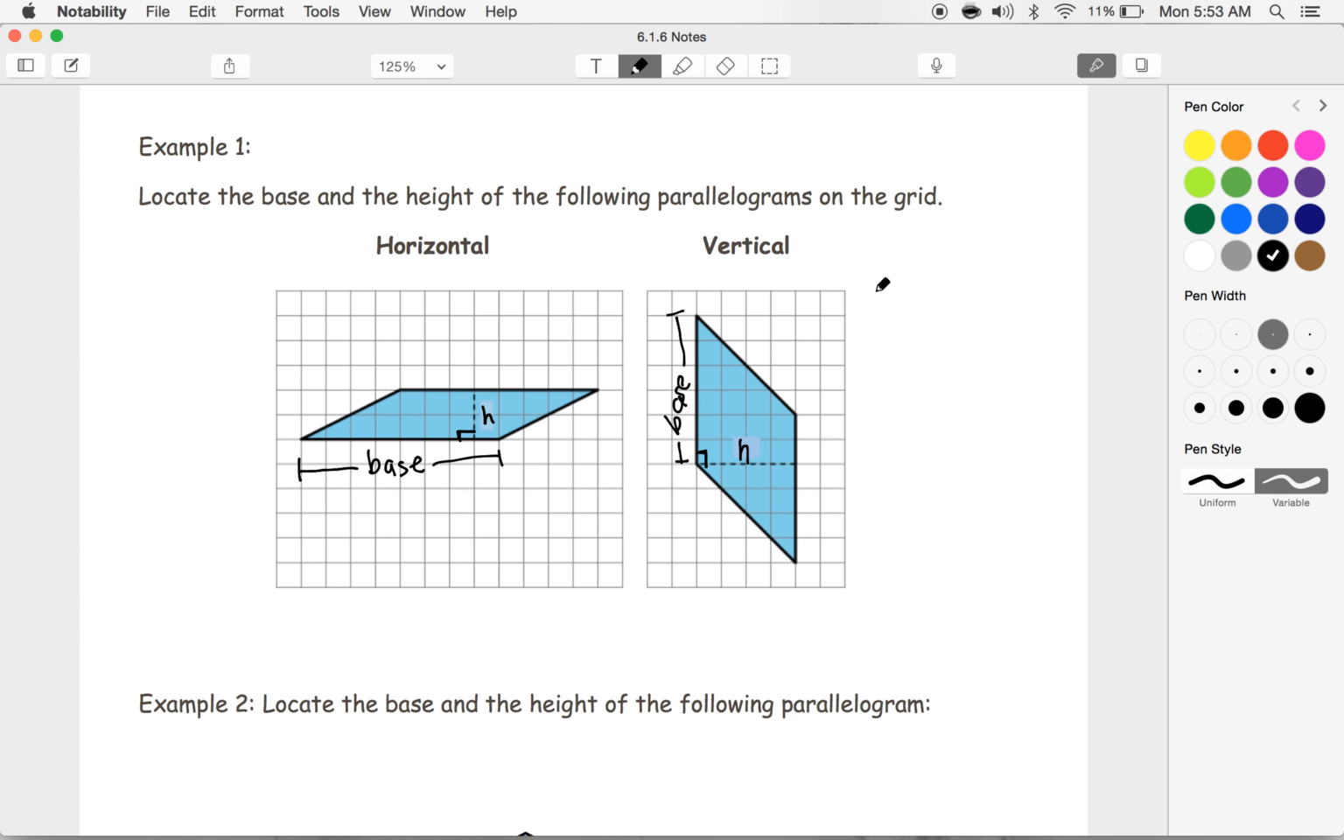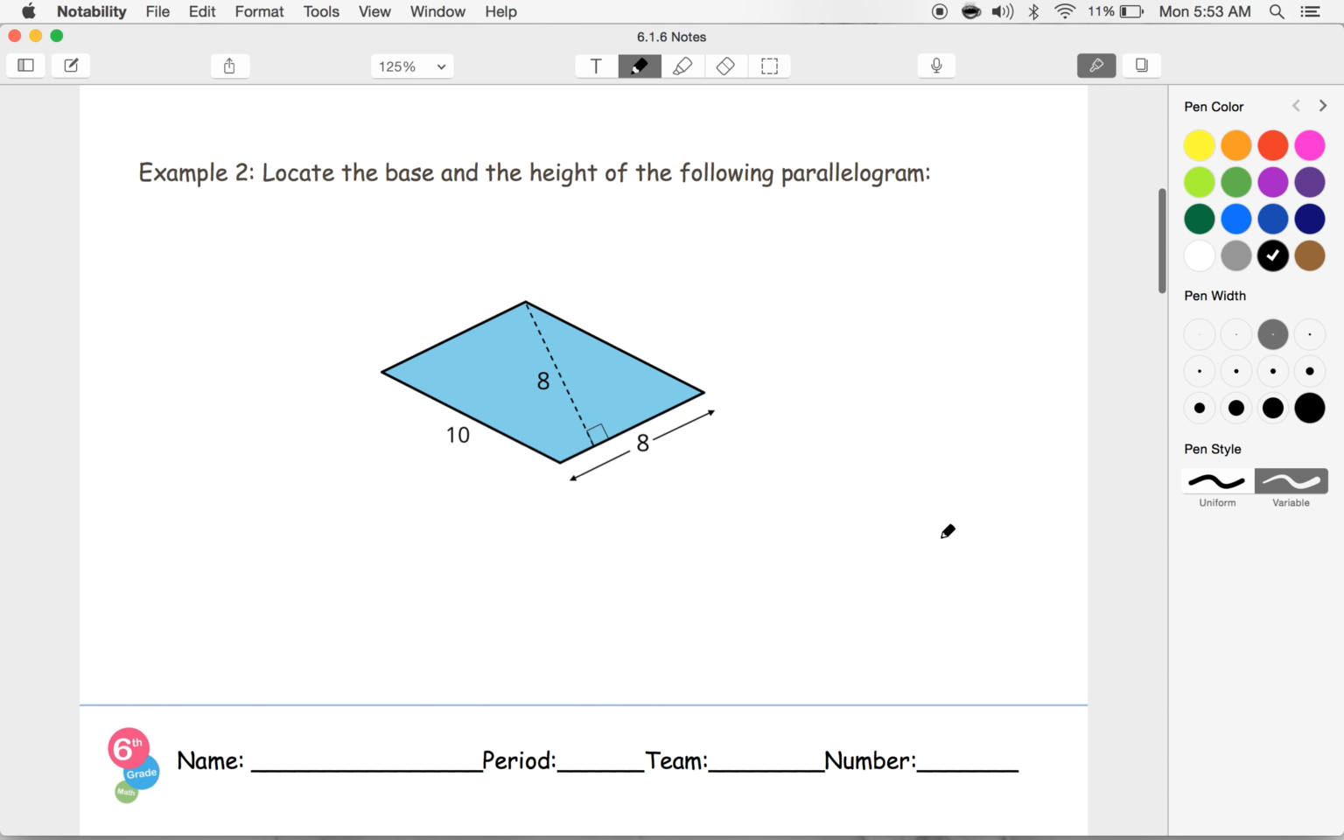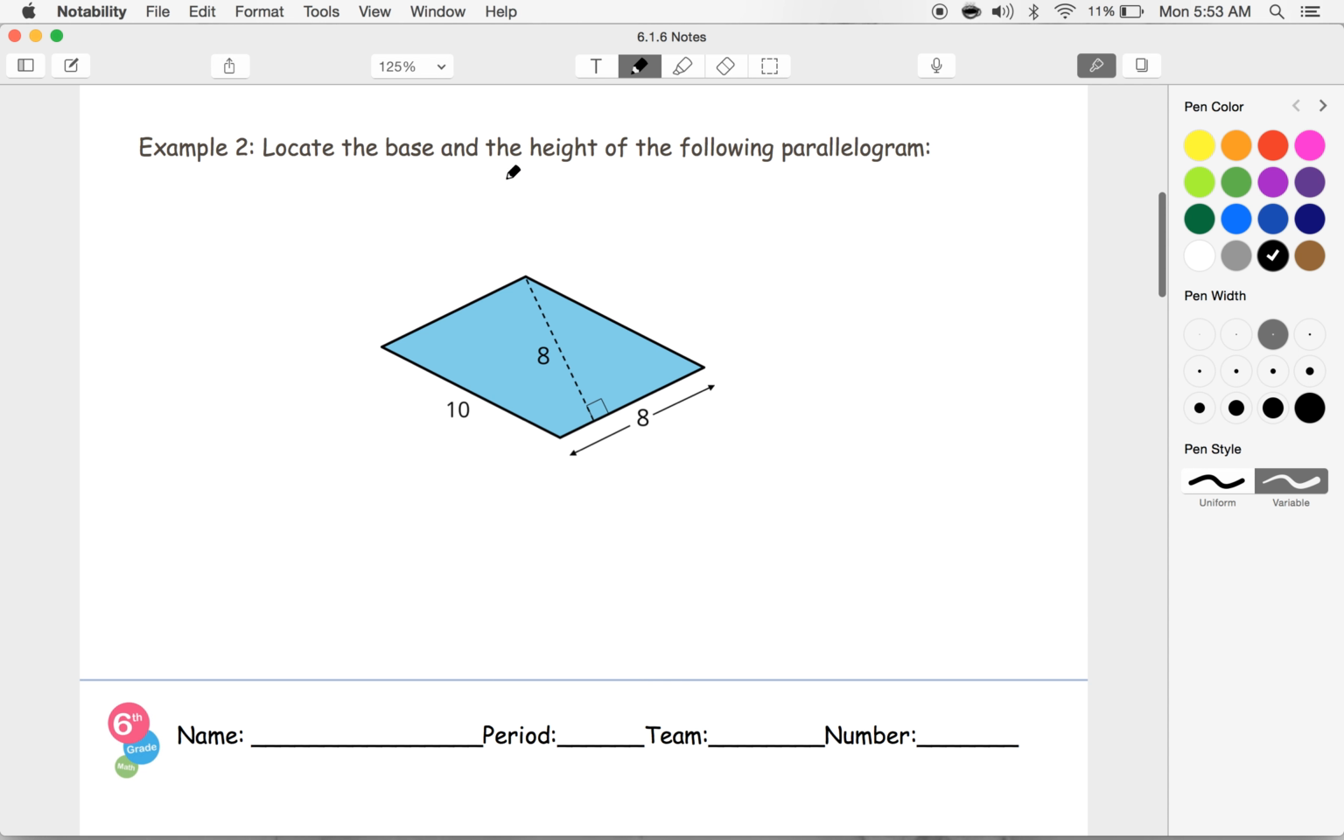So one of those strategies we talked about is, can you pick any side to be a base? Absolutely. But sometimes, especially when it's on the grid, it's easier to pick one of the sides that's exactly on one of those lines because it makes it really easy to find that 90 degree angle then.